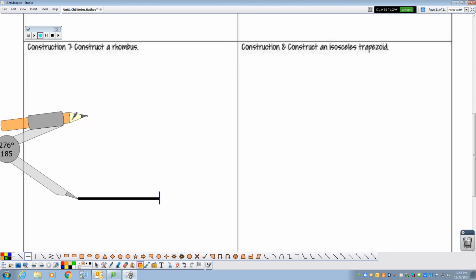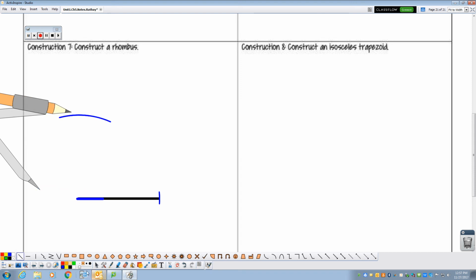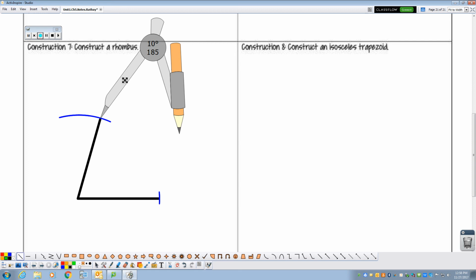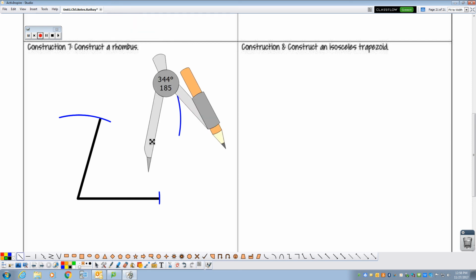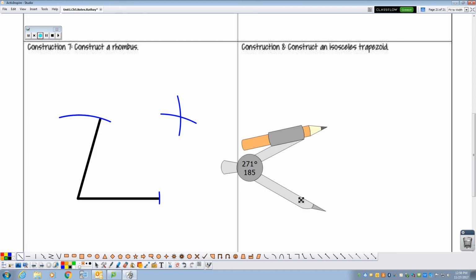So I'm going to go up here, and I can put the second side of my rhombus anywhere I want on that arc. So I'm going to choose to draw mine right here. Okay, so now I need to make the 2 other sides. Now we already have our length set because they're all the same. So I measure from the top, and I measure so that the right matches the left. Connect the dots, and there is my rhombus.